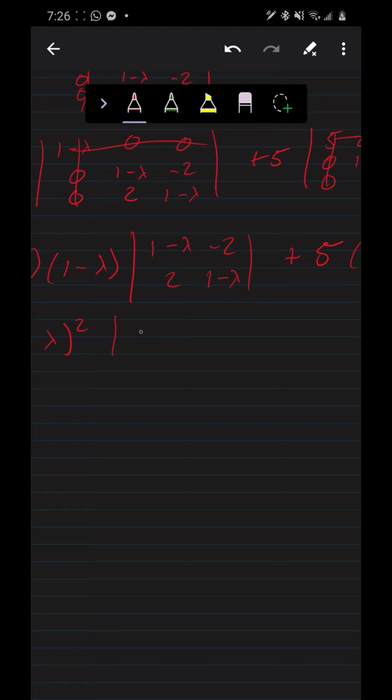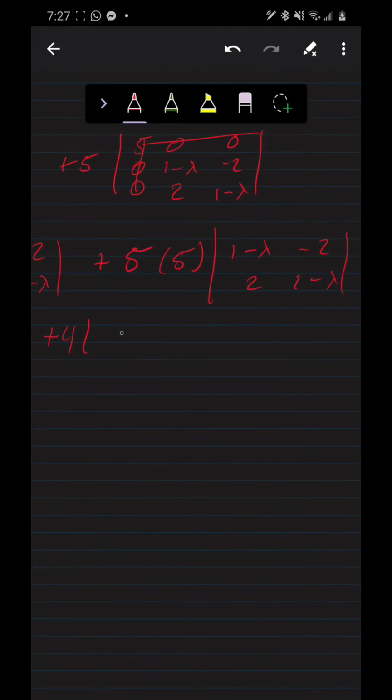So it's 1 minus, this is going to be this. This 2 is going to be this. And then it's going to be minus. So we're going to cross multiply again. And this is going to be -4, so it's going to be +4. And then for this, it's going to be +25.